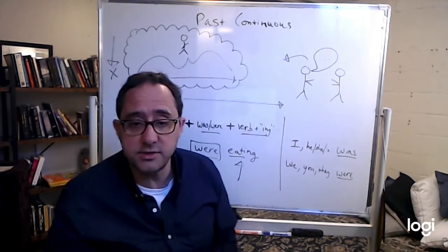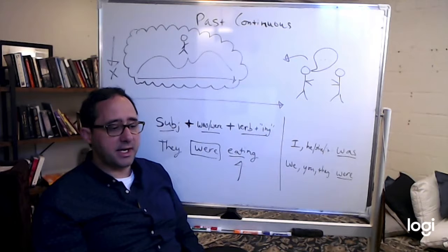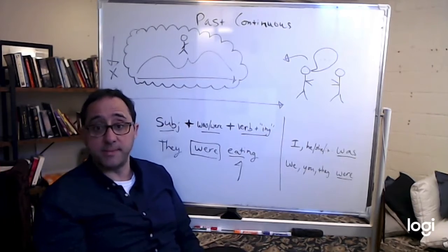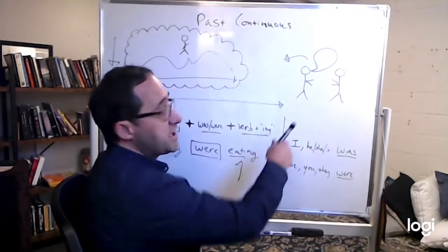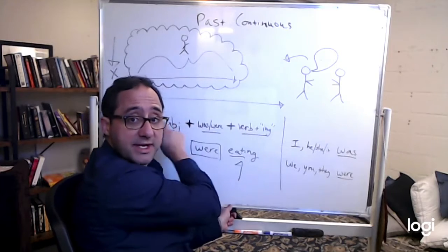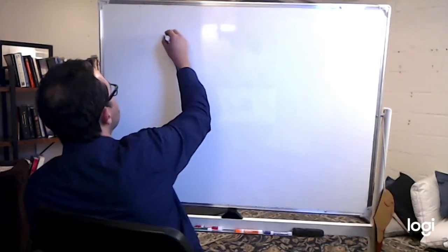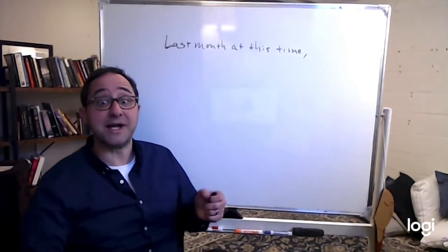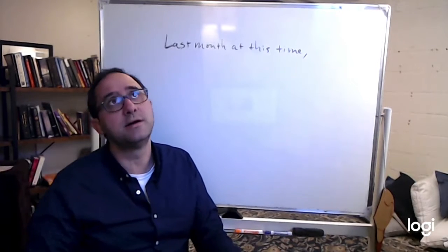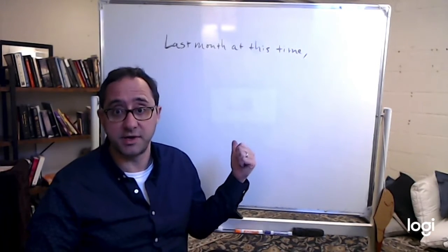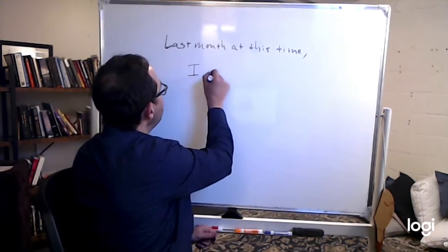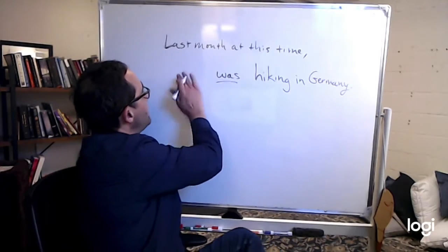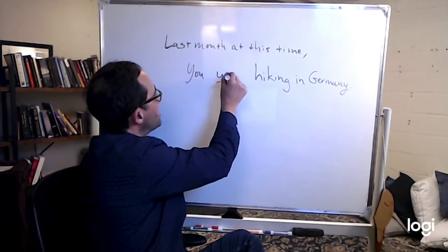Now let's talk about when you use this. Let's say I'm talking about last week, I was hiking in Germany. Let's say I went on a trip. I was hiking in Germany. Remember, you're here and you're thinking back to something you were doing continuously in the past. Last month at this time, you're thinking back, you're talking about where you were last month at this time. Maybe you were at work and you're thinking, oh, I wish I wasn't at work. I wish I was where I was a month ago. Last month at this time, I was hiking. I was hiking in Germany. Last month at this time, you were hiking in Germany.